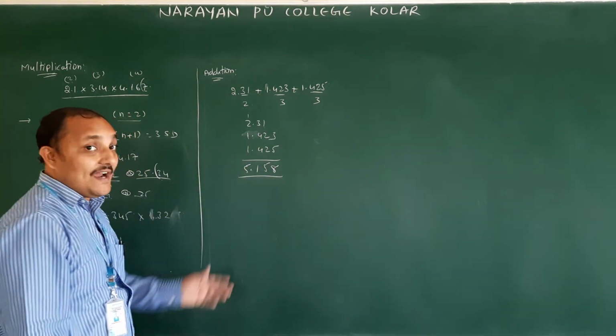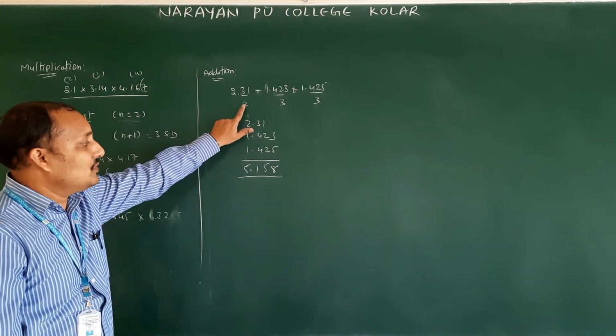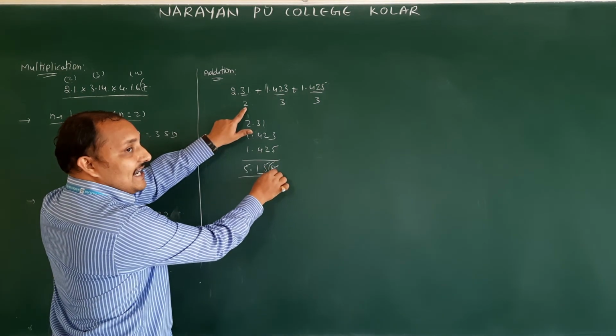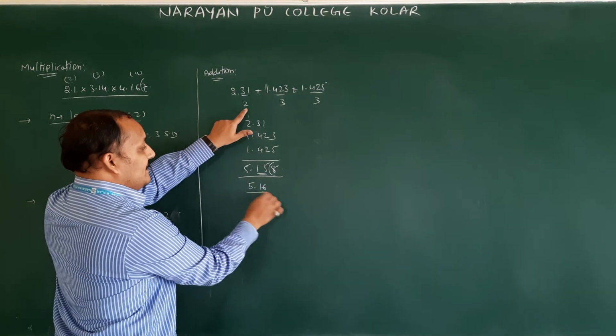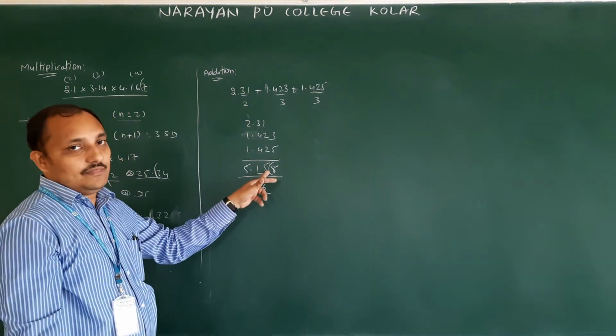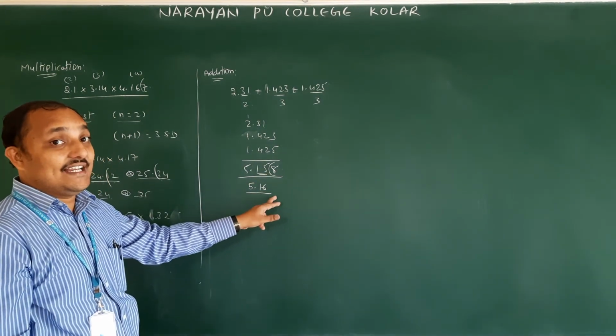This is the final answer. Final answer you should write in terms of least decimal places. That is nothing but 2 decimal places. 2 decimal places means you should remove 8. 8 is greater than 5. Therefore 5.16. 5 should be raised by 1. If it is less than 5, it remains same. Understood? 5.16 is the final answer.